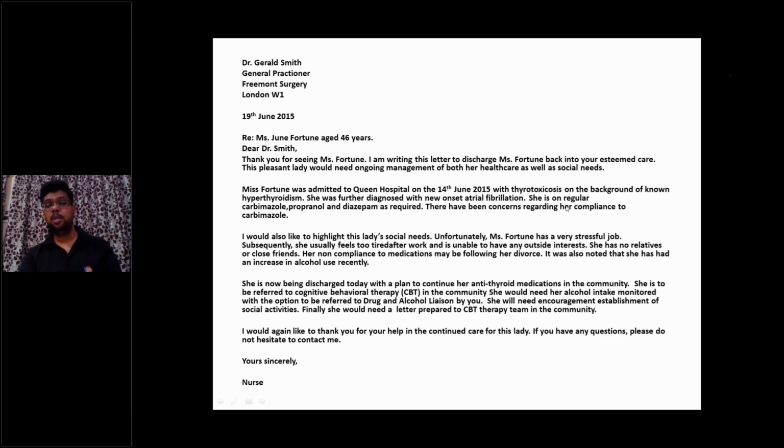Now the second paragraph is always an extension to the first paragraph. Miss Fortune was admitted to Queen Hospital on the 14th June 2015. Was admitted. Here we do not see any has, have, or had. We see admitted. So this is past simple tense. She was further diagnosed with new onset atrial fibrillation. She was diagnosed. Which tense is this? This is past simple.